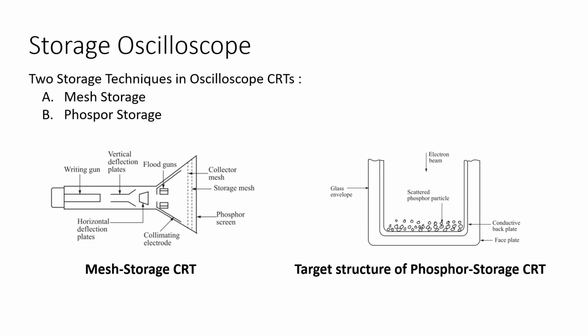As you can read in our textbook, storage CRO can continue to display waveform if we didn't connect the input. So if we use the conventional CRO, and the input signal is disconnected from the input port, we cannot display the waveform signal in our oscilloscope.